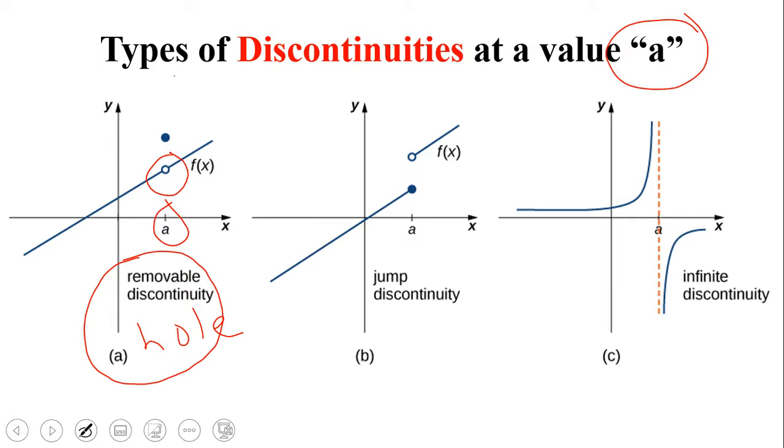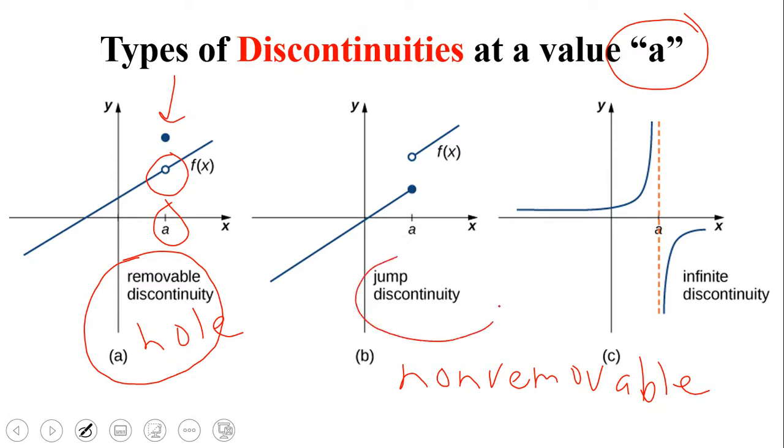Whether there's a closed circle in the area or not doesn't matter. As long as there's literally just an open circle, that is called a removable discontinuity, and it's located at the x value of A. Just so you're aware, the opposite of being a removable discontinuity is being a non-removable discontinuity. Those are considered to be the bad ones because they don't have an easy fix. And further, they're separated into two categories.